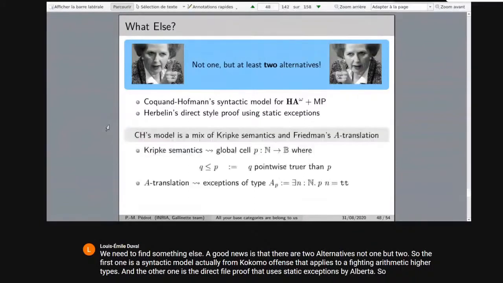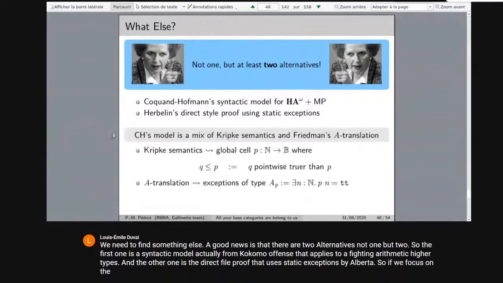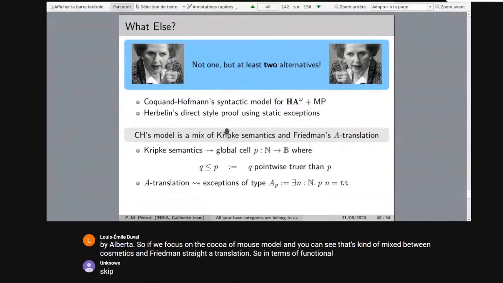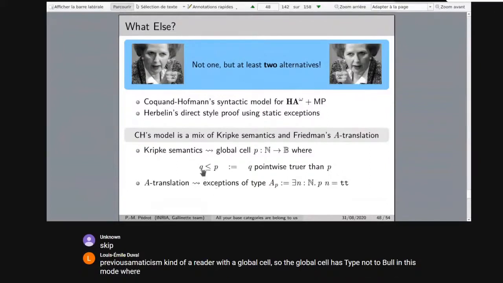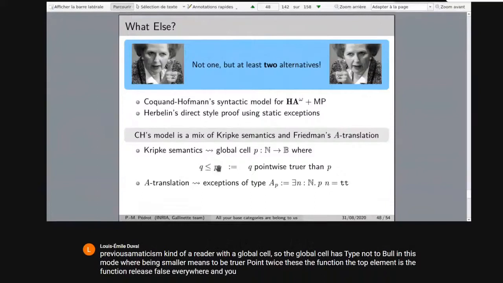So if we focus on the Cocon-Hoffmans model, you can see that's kind of a mix between Kripke semantics and Friedman's A translation. So in terms of functional power, Kripke semantics is some kind of a reader with a global cell. So the global cell has type not table in this model, where being smaller means to be truer pointwise. That is, the top element is the function that is false everywhere, and you become smaller by putting some true values at some indexes.